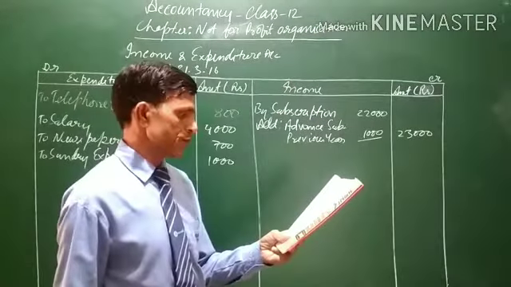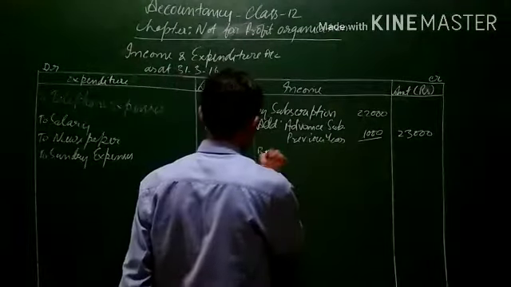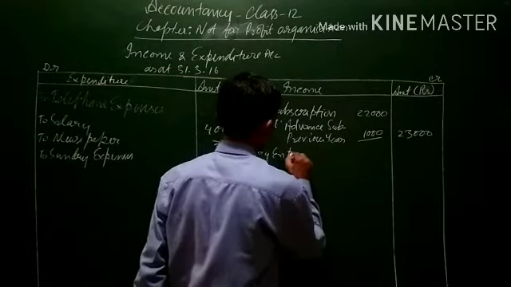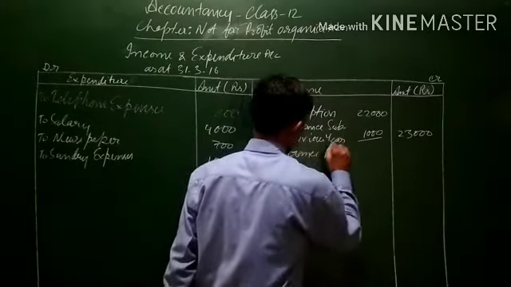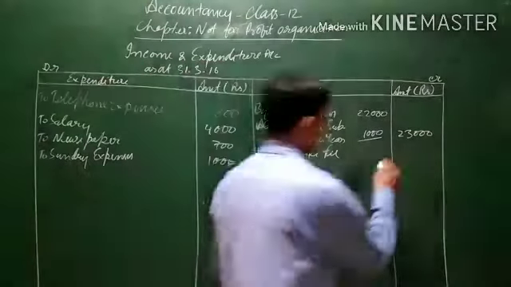Next is entrance fees. This is also an income. It will be mentioned on the income side as entrance fee. This entrance fees is 2,800.